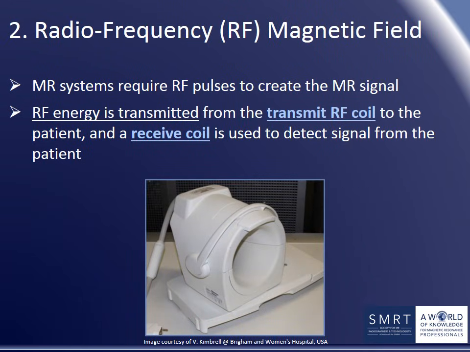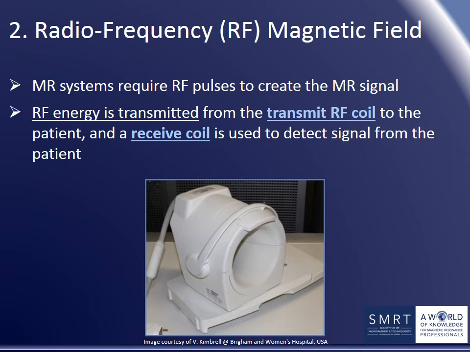The second magnetic field used in MRI is the radiofrequency magnetic field, often referred to as the RF magnetic field. Radiofrequency pulses are used to create the MRI signal. RF energy is transmitted from the transmit RF coil inside the MRI scanner to the patient.